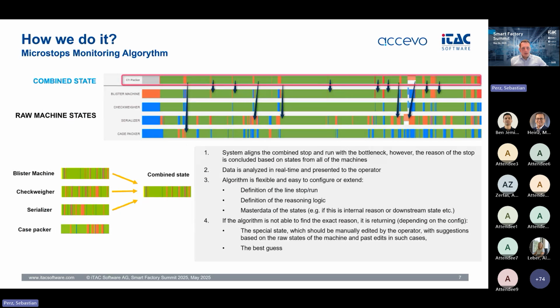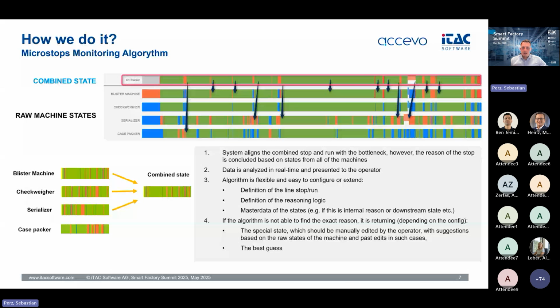Now I will try to explain a little bit more about the microstops and the microstops monitoring algorithm. What exactly do microstops mean? A microstop is a very short break in customer production, for example under 1 minute, but the time depends on the customer. How does the microstops algorithm work?